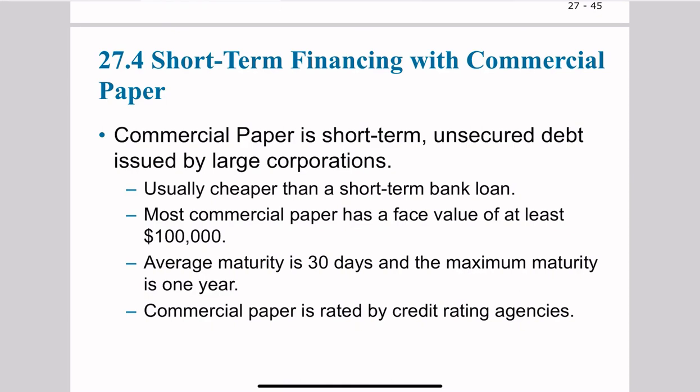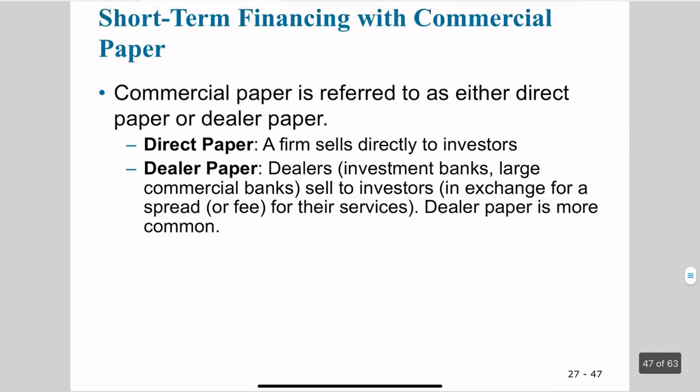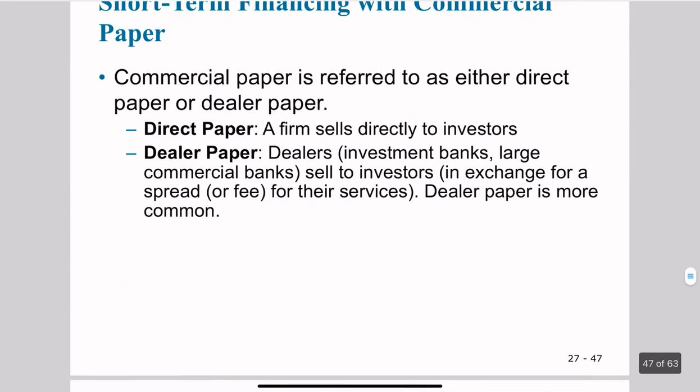And commercial paper is also rated by credit rating agencies, just like corporate bonds. There are two kinds of commercial paper. The first one is called direct paper. Judging from the name, it basically means the firm directly sells commercial paper to investors. And then there's dealer paper. In this case, the dealer will sell the commercial paper to investors.